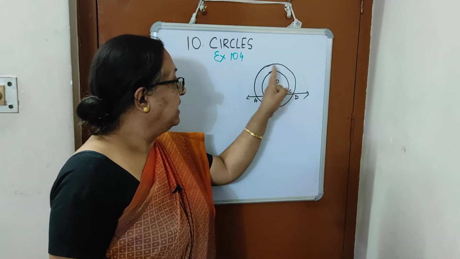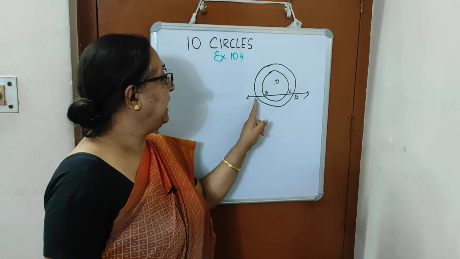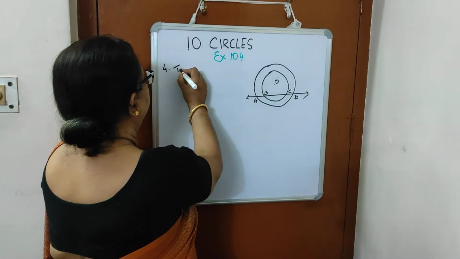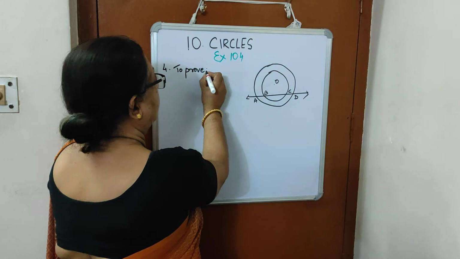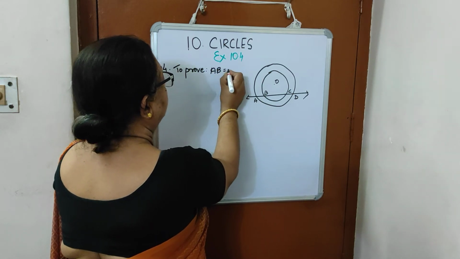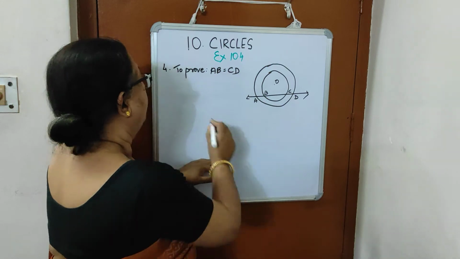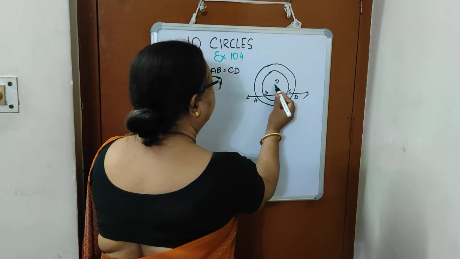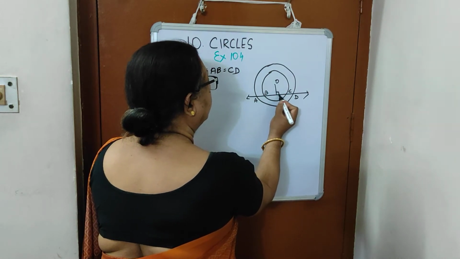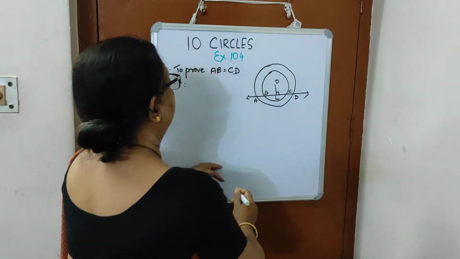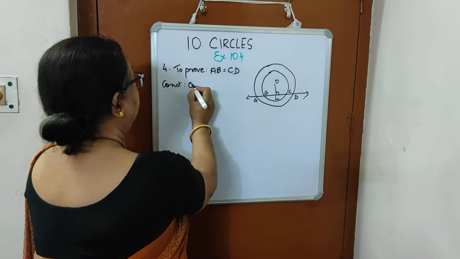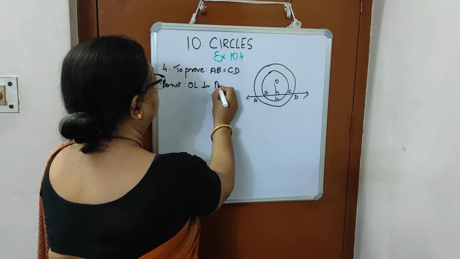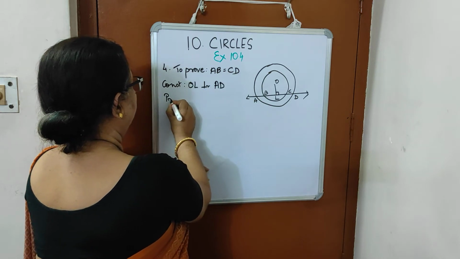So a line intersecting two concentric circles at A, B, C and D. You have to prove, what you have to prove? AB equal to CD. For this we do a small construction. What is the construction? We drop a perpendicular. Suppose L. We draw OL perpendicular to AD. Okay, now see the proof.